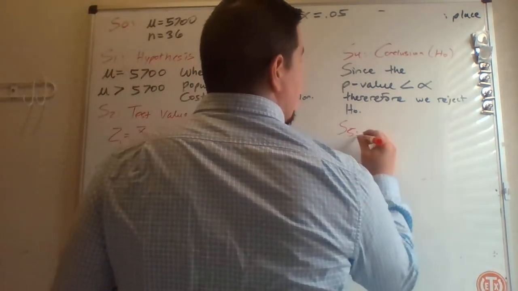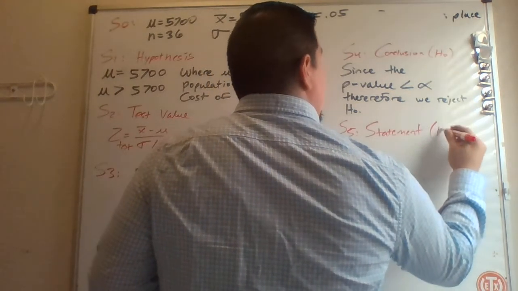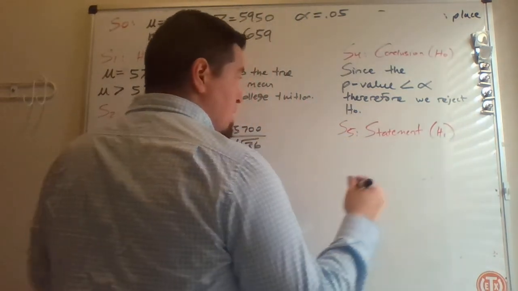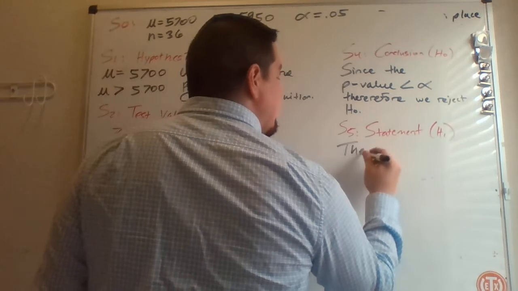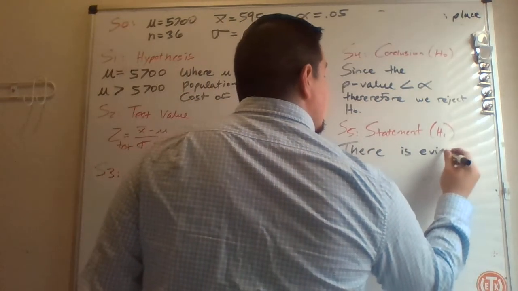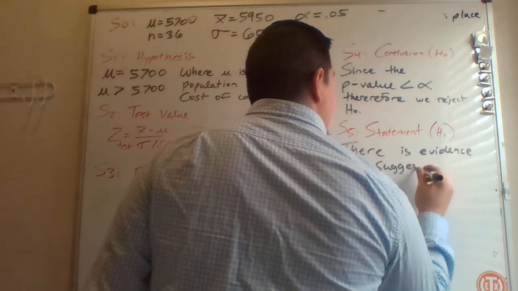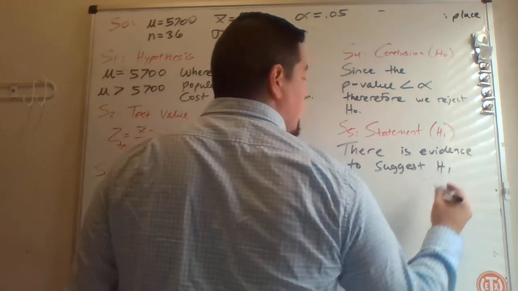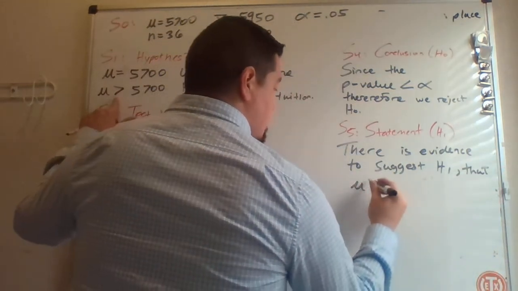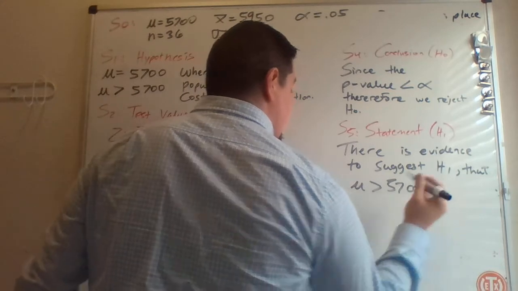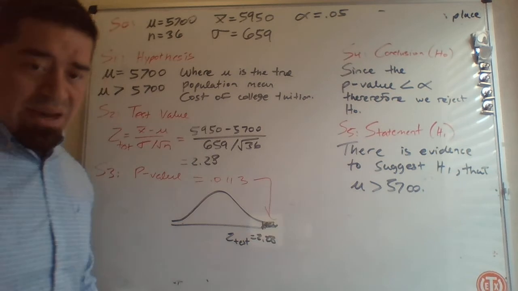So now we're going to move on to step 5, which is make a statement about H1. And the statement would just be, since we reject H naught, there is evidence to suggest H1, that the mean is greater than 5,700. Okay, so that's how you do a write-up for hypothesis testing for the p-value.